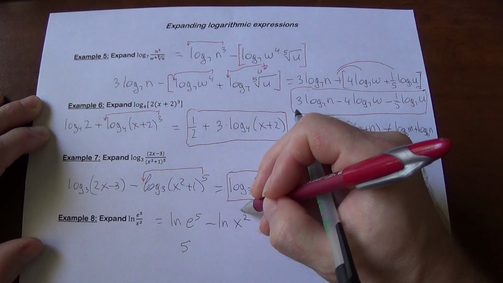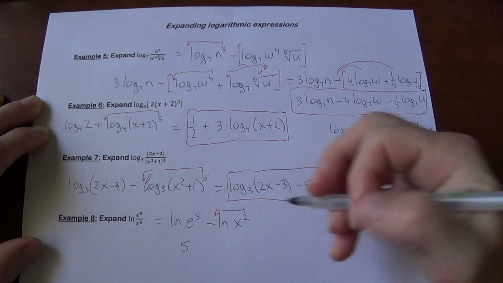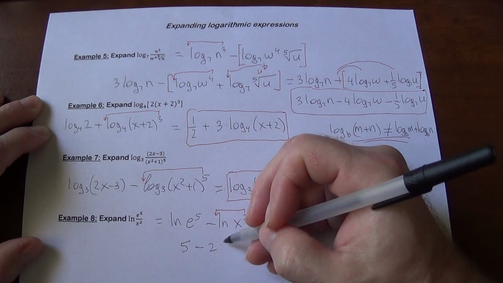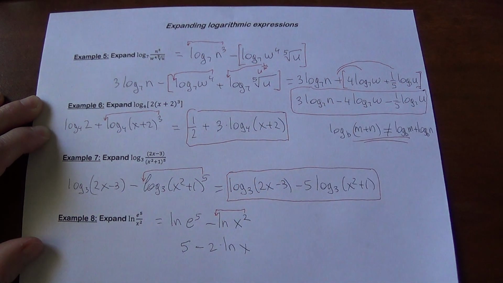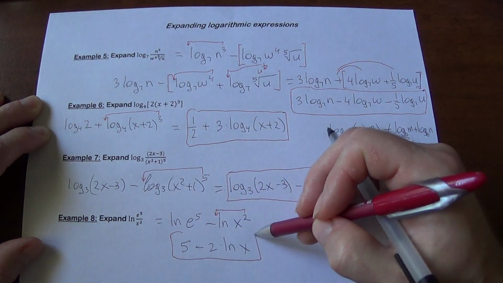The exponent here is going to go in the front. And your answer will be 5 minus 2 times ln x. And that takes care of the problem.